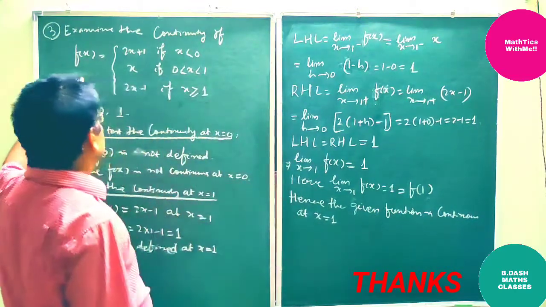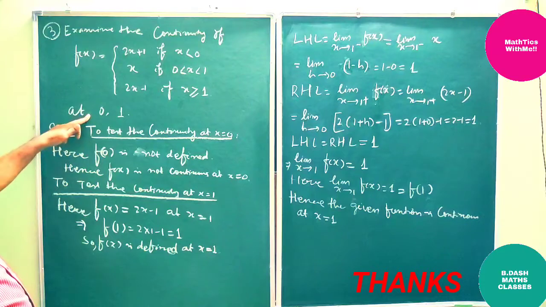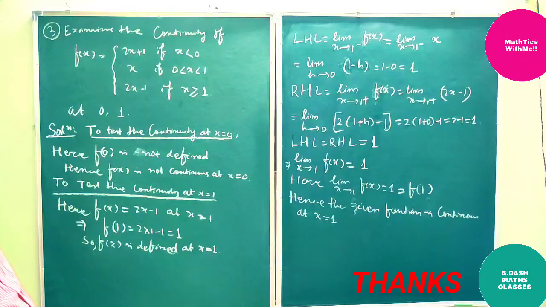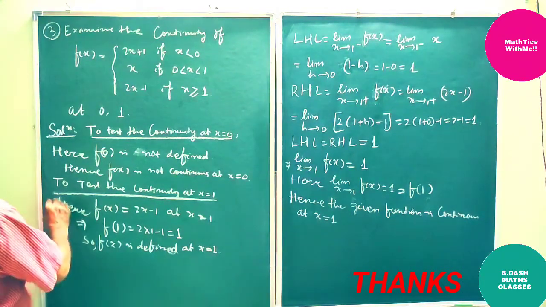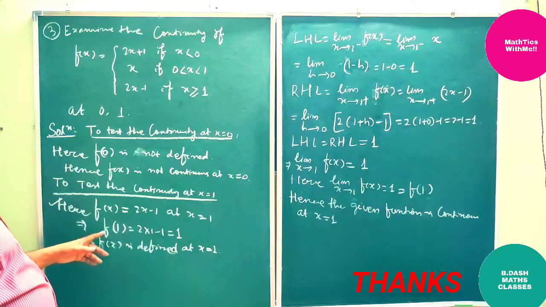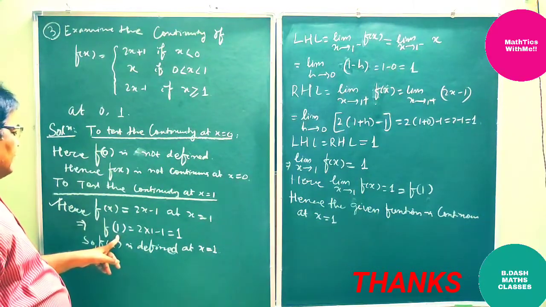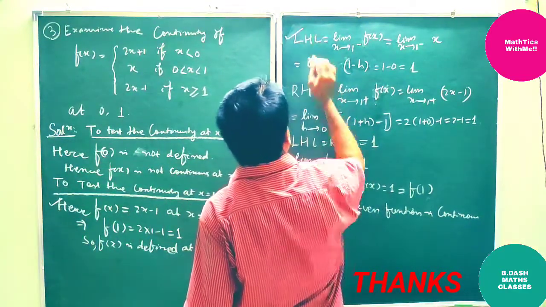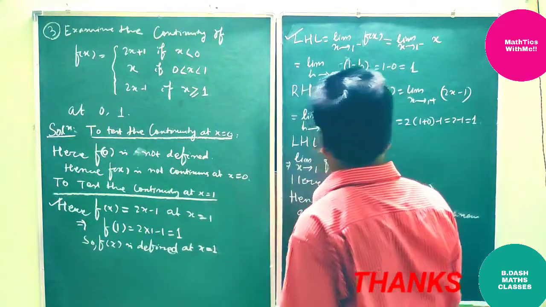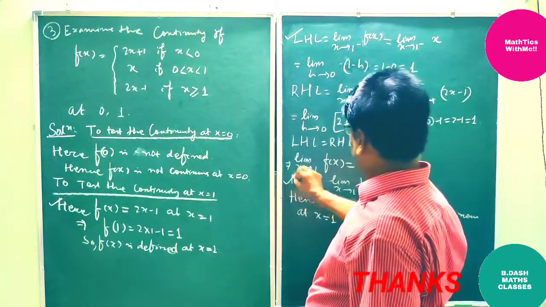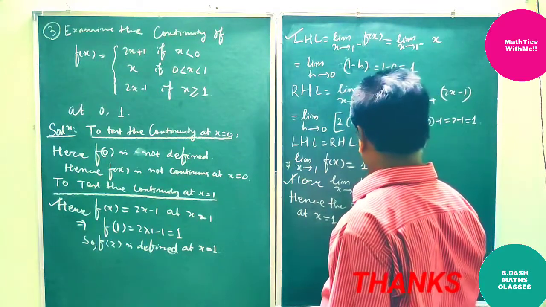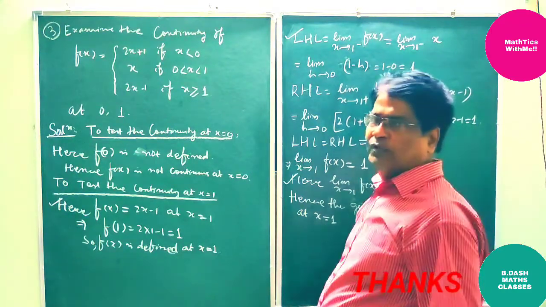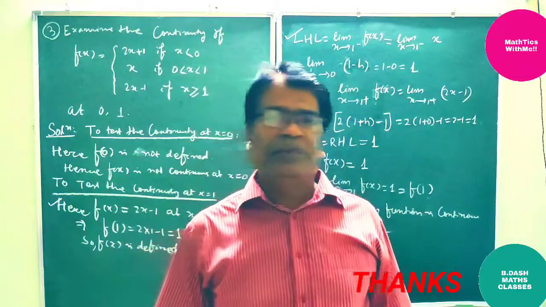So here in this question, we find the function is discontinuous at x = 0, but it is continuous at x = 1. The first condition is satisfied here: f(x) is given, f(1) is 1, so it is defined at x = 1. The second condition, the left and right limits are both the same, so the limit exists. And the third condition, the limiting value is equal to the functional value, hence the given function is continuous at x = 1. So with this, our third problem is solved.